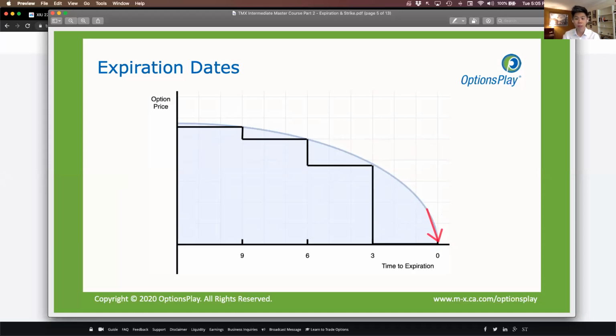I don't understand selling options before they expire. How much is this going to cost me? How do I decide when to sell early?